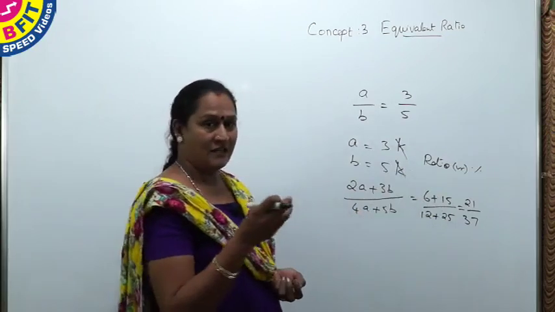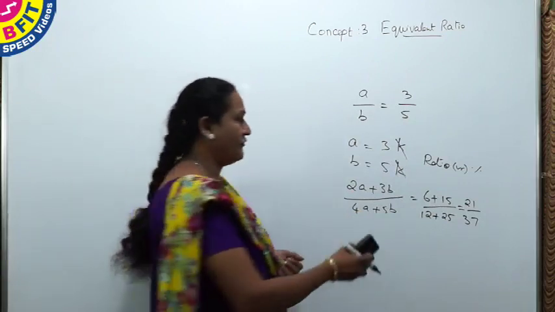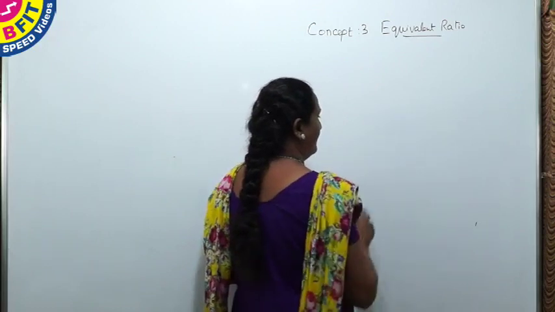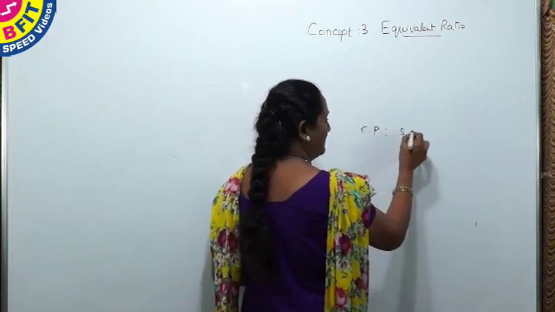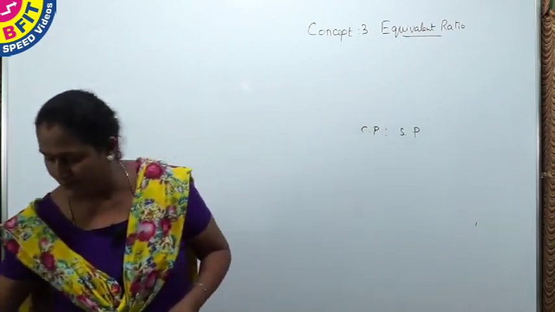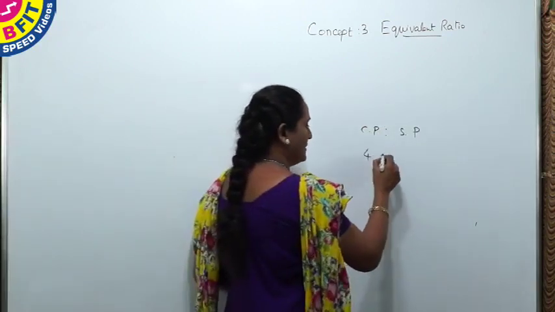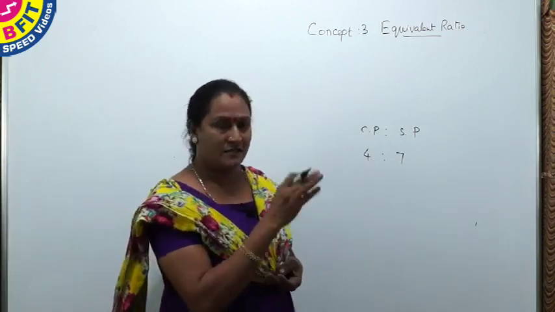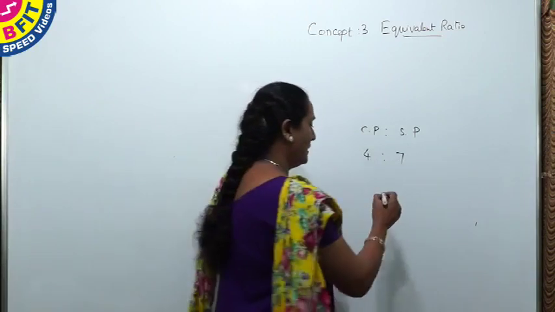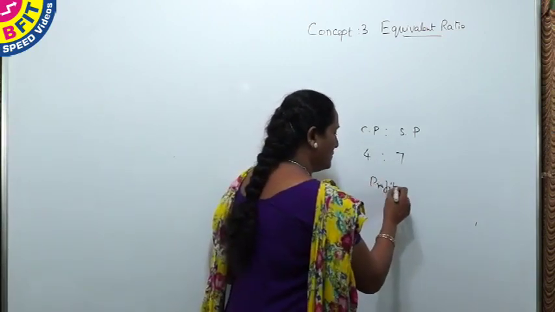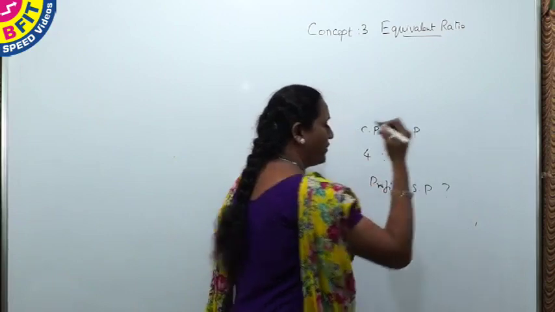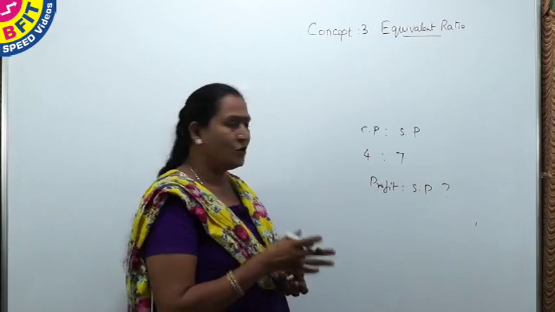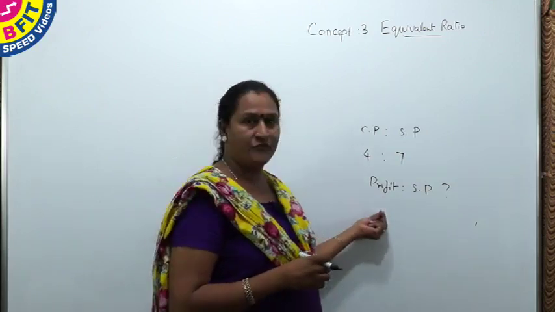I will give you another example, which they ask in profit and loss. See, the cost price to selling price ratio is given as 4:7. The data is cost price and selling price ratio is 4:7, and the question will be, what is the ratio of profit and selling price? They take cost price as x and do all such working. No need to do all that, because you are going to find another ratio.